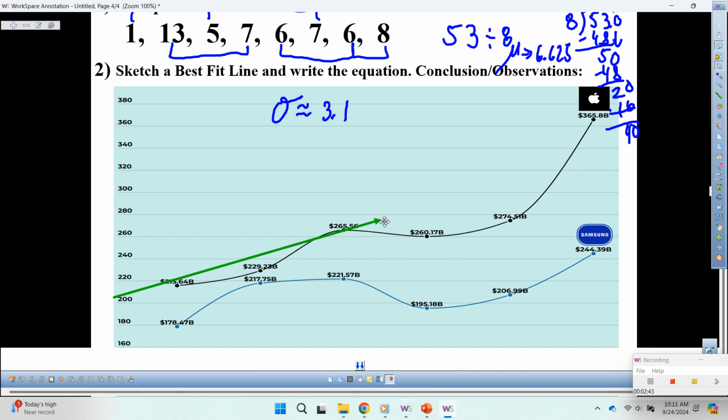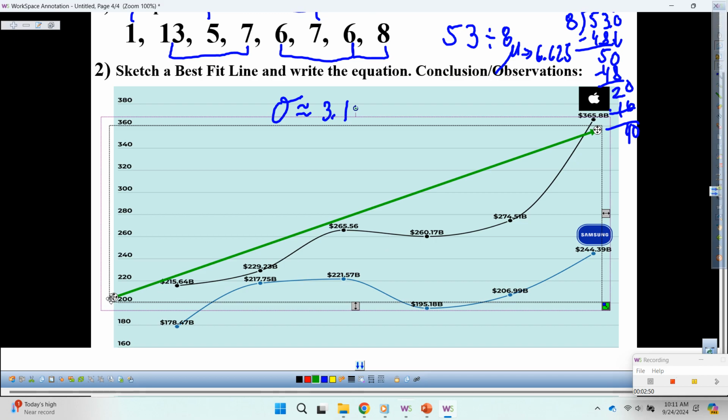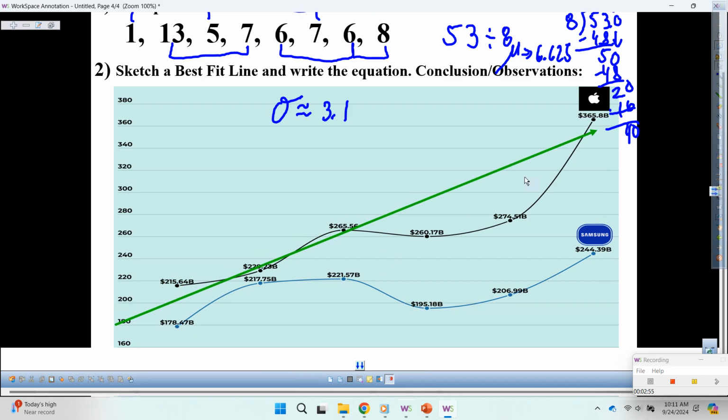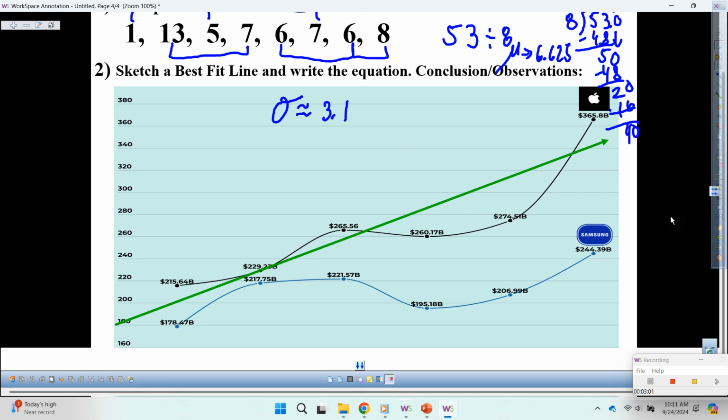Would that be pretty good? Let me check. Oh, let me start a little bit lower. How about there? Yes? No? Maybe so? Once again, make sure you have some points above, some points below. Here we have 2 points above, 2 points below, and then we have the third one way up here. So there you go. Let me draw a best fit line for Samsung. Something like that? We got 2 points above, 3 points below. That's pretty balanced. And then just come up with your equation for both.